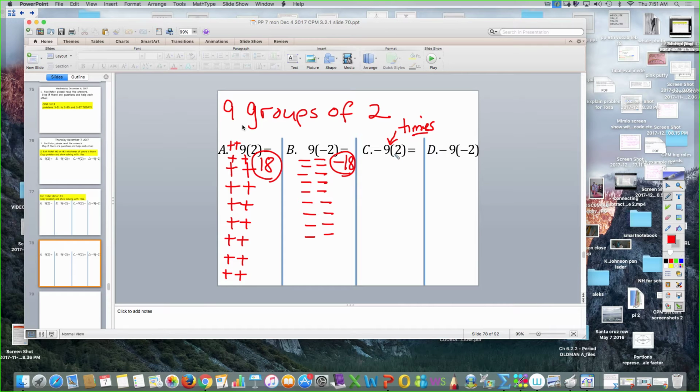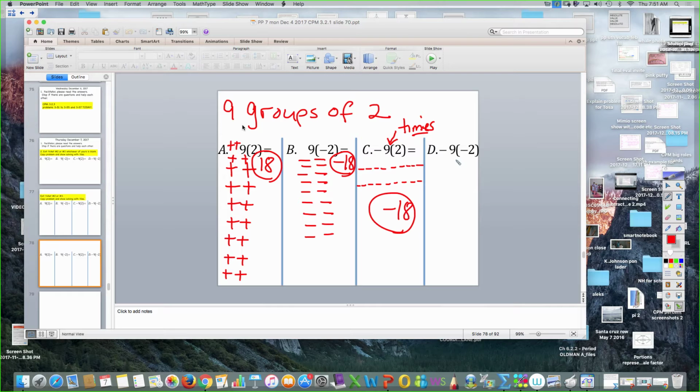Okay. So this one I could say I have 2 groups of negative 9. So here's one group of negative 9, 1, 2, 3, 4, 5, 6, 7, 8, 9. And I have 2 groups, so here's another group, 1, 2, 3, 4, 5, 6, 7, 8, 9. All together, I have 18 tiles, and they're negative tiles, so my answer is negative 18.